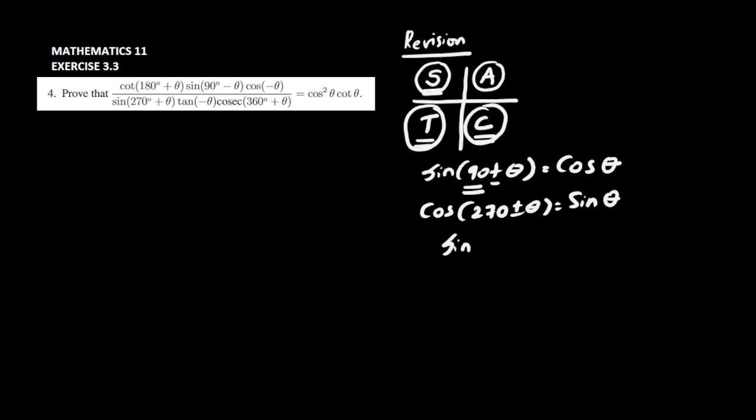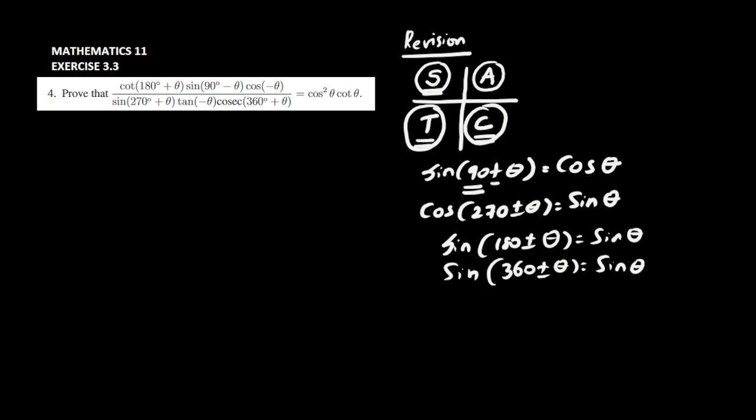If it is a 180 plus or minus, or if it is a 360 or 0 plus or minus, you don't have to change the sign. This you got to know. So given that we have revised the required topics on the trigonometric functions, let's get to solve the problem.